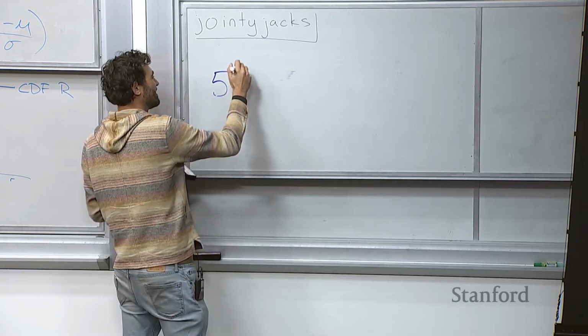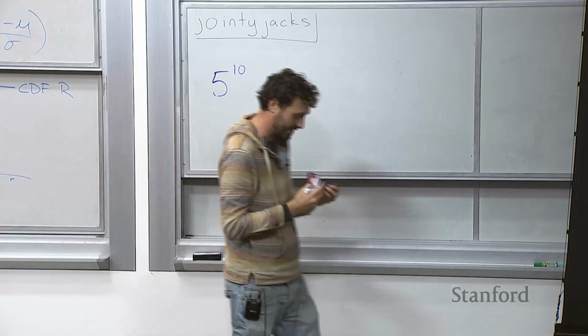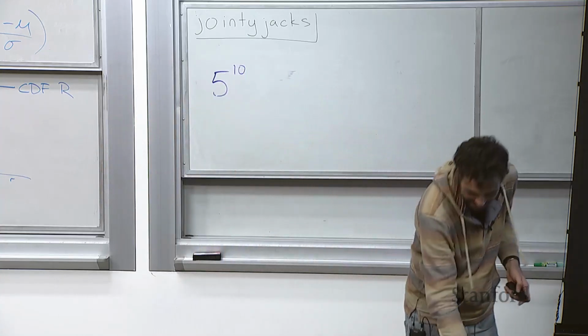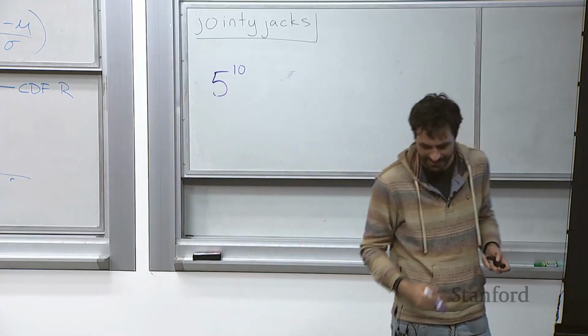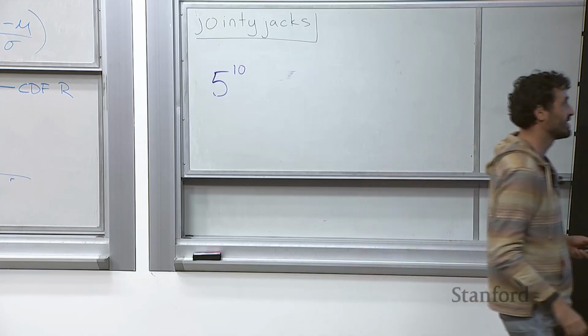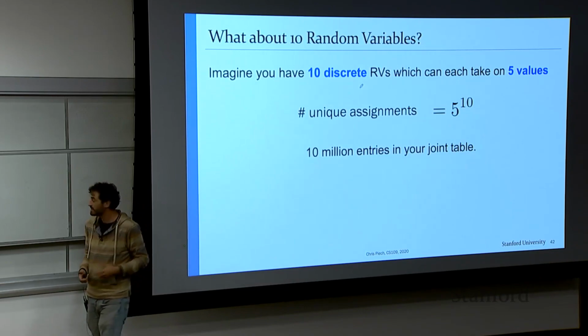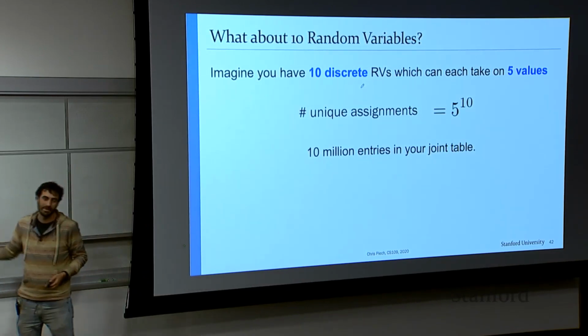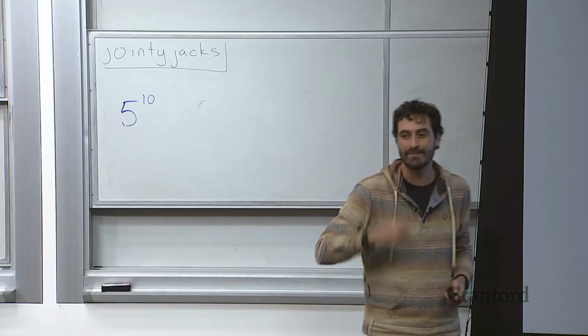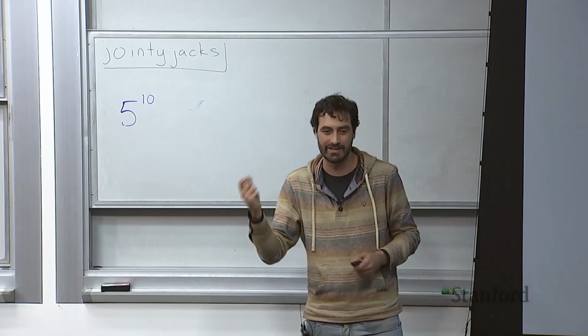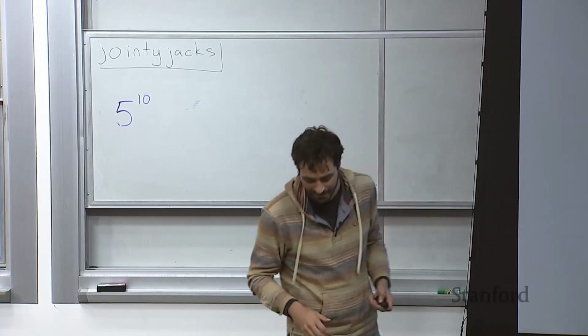Tears, all tears. Just short-circuiting your keyboard on your laptop from all the tears that have come down, because 5 to the 10th is an unreasonably large number. Now, maybe 5 to the 10th can be stored in a computer, but imagine the poor scientist who has to think about the probability for every single 5 to the 10th assignment. That's a bit of a problem.